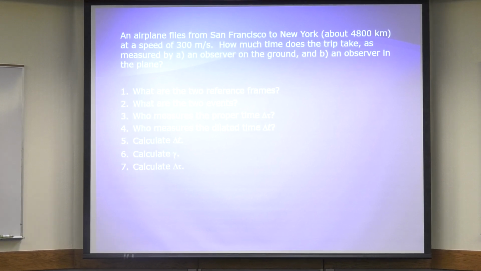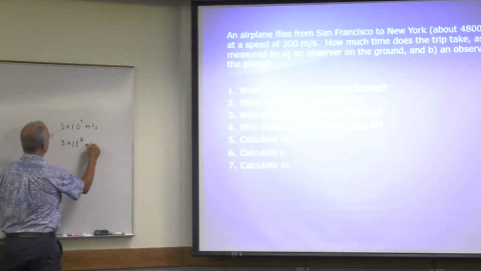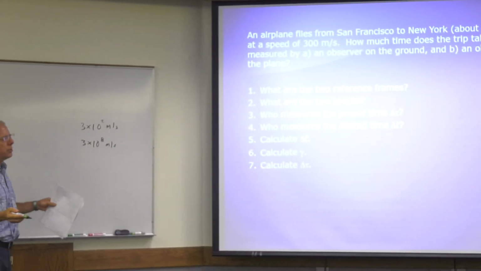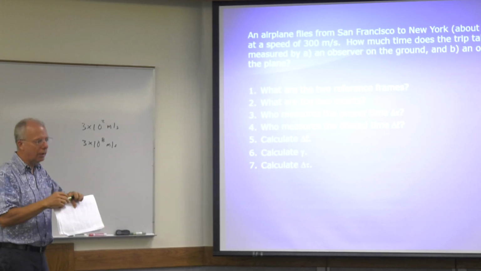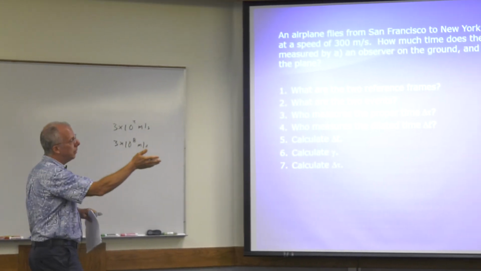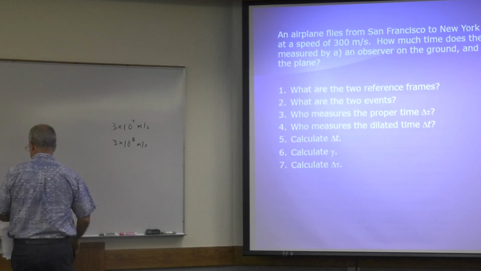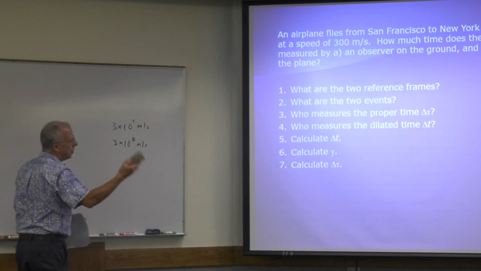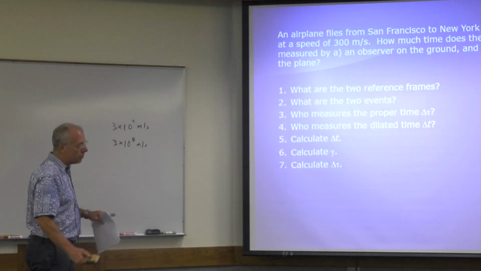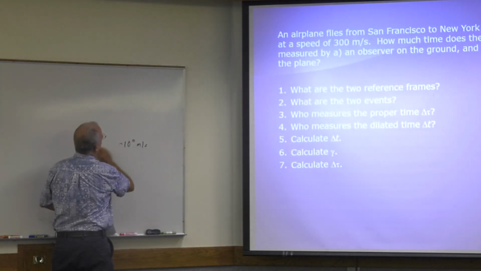Now, before you even do anything, I mean, come on, the plane is going 300 meters per second. So that's 3 times 10 to the 2nd meters per second. But the speed of light is 3 times 10 to the 8th meters per second. So do you expect much of a difference here? Certainly not, because 300 meters per second is nothing compared to the speed of light. So maybe this is a waste of time even doing this. Well, it's not, because you're going to learn a math trick.